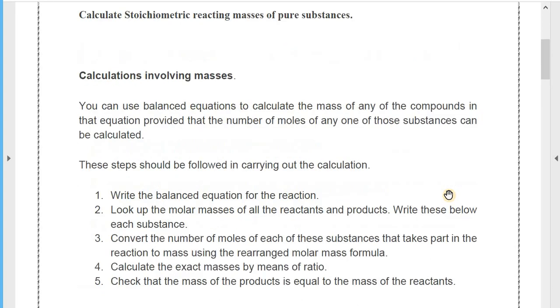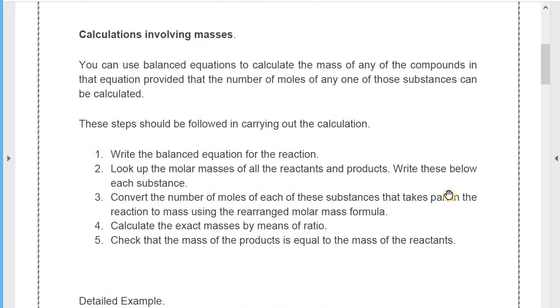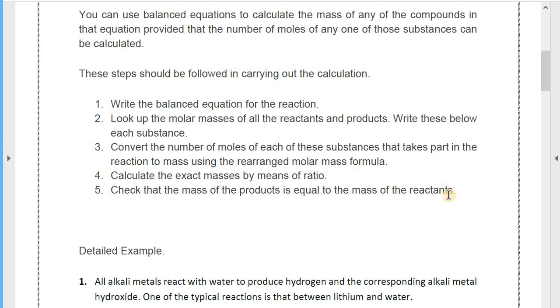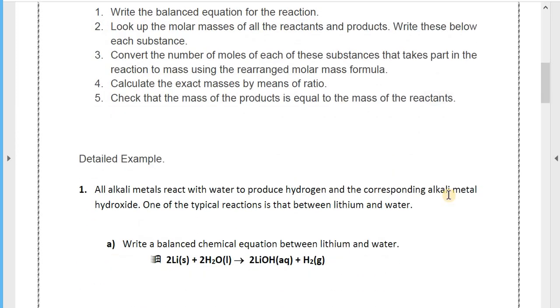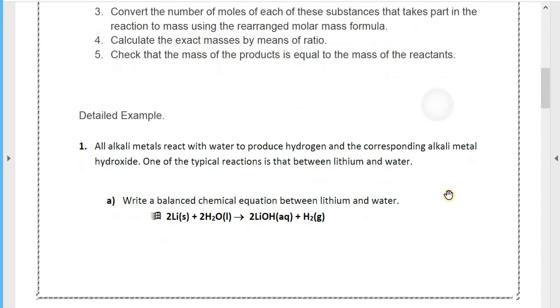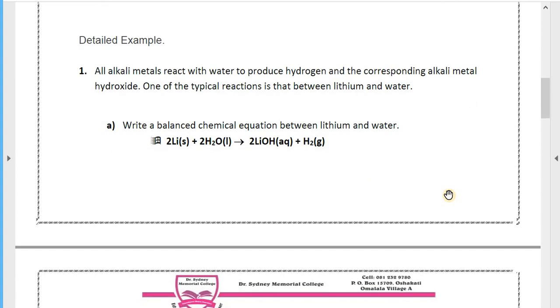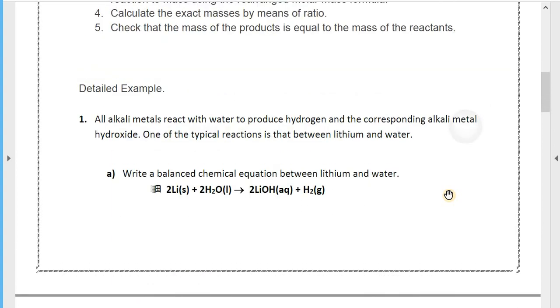Before we get to that, we should look at the steps that are involved when carrying out these calculations. These are the steps that you follow, so make sure that you understand them. Number 1 says that you have to write a balanced equation for the reaction. In most cases you will be given a statement like this one: all alkali metals react with water to produce hydrogen and the corresponding alkali metal hydroxide. One of the typical reactions is that between lithium and water. Write a balanced chemical equation for the reaction between lithium and water.